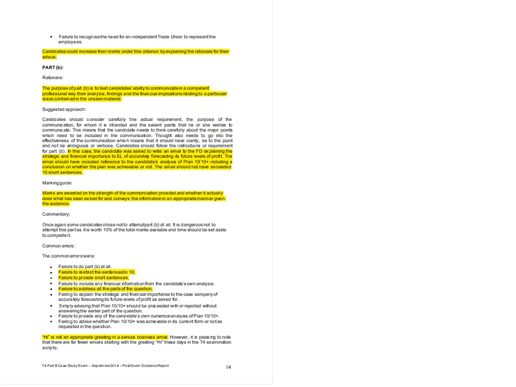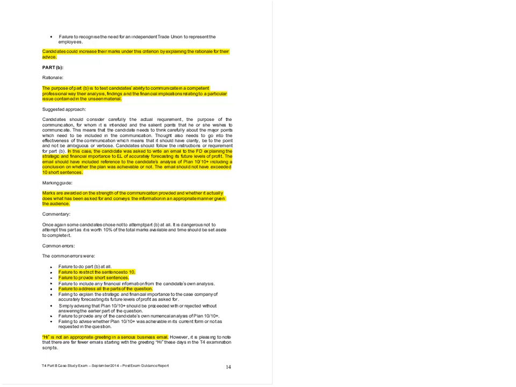Okay, so this is Part B. Now, Part B is worth 10 marks, and I think it's important. The purpose of Part B is to test your ability to communicate in a competent, professional way relating to a particular issue contained in the unseen material. So unfortunately, we can't do that. But you could practice, for example, by taking a piece of information and, in this case, writing an email to somebody. Let's say the financial director.